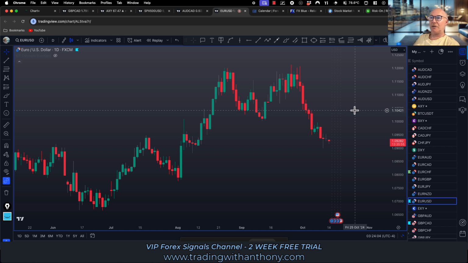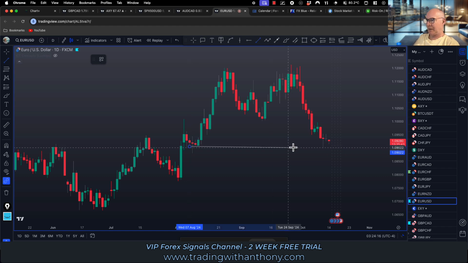Traders are looking at the euro dollar. I've got it open on the daily chart. You can see this is clearly under pressure, and the first target will be these lows over here. And if it continues bearish, we've got this imbalance here on the daily time frame to trade through.